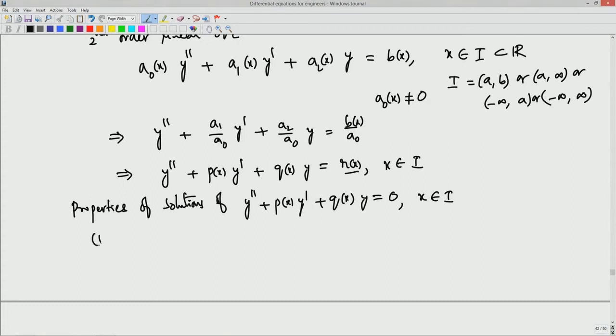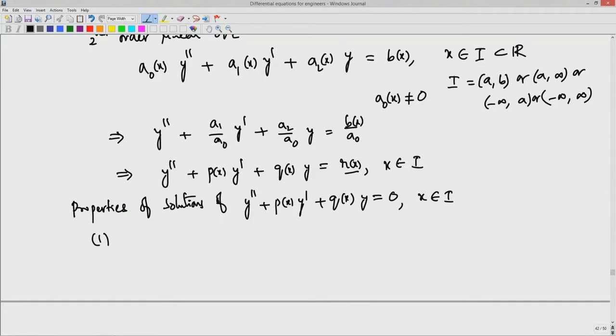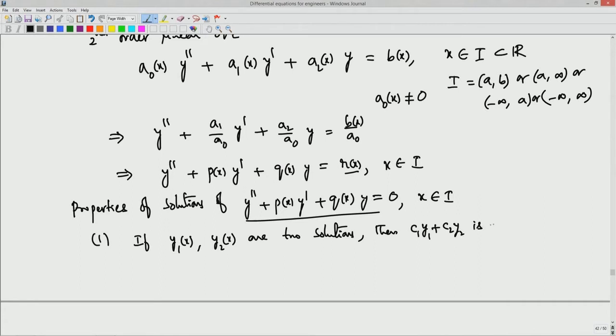Property 1 is: if y1 and y2 are two solutions of this equation, then their linear combination is also a solution. Let me write exactly what it is. If y1 of x and y2 of x are two solutions, then the linear combination c1 y1 plus c2 y2 is also a solution, where c1 and c2 are constants.